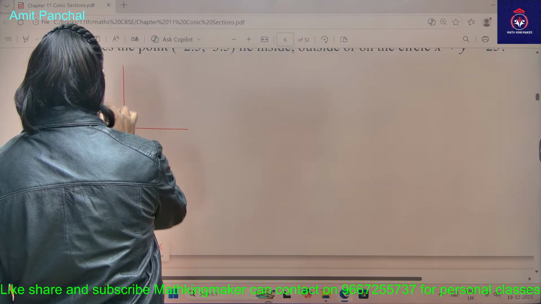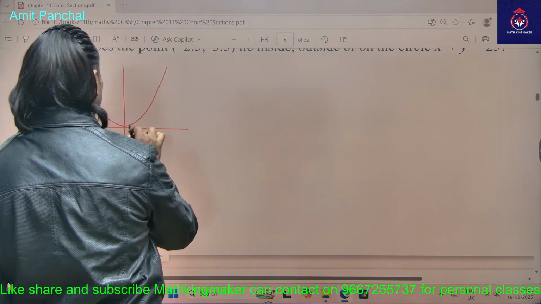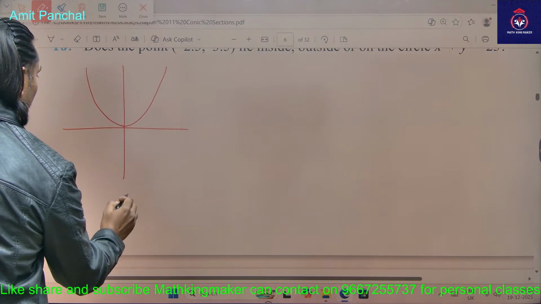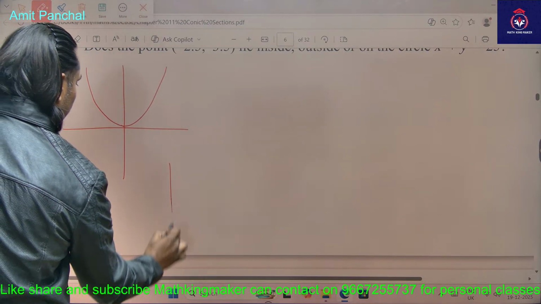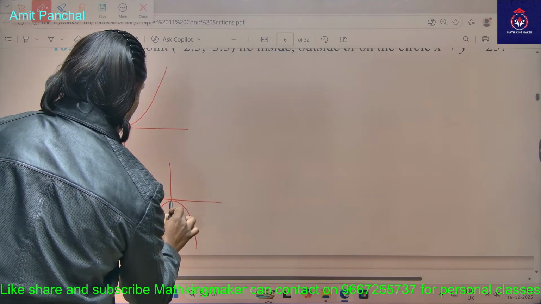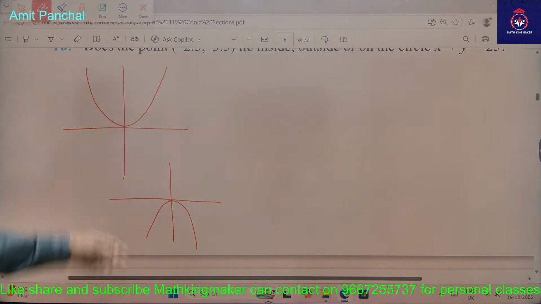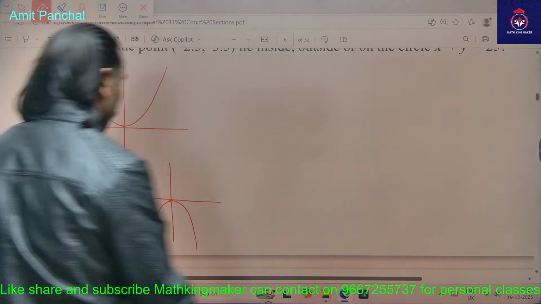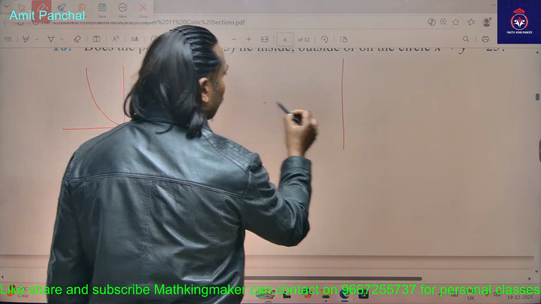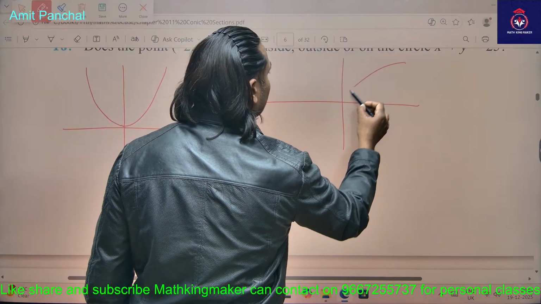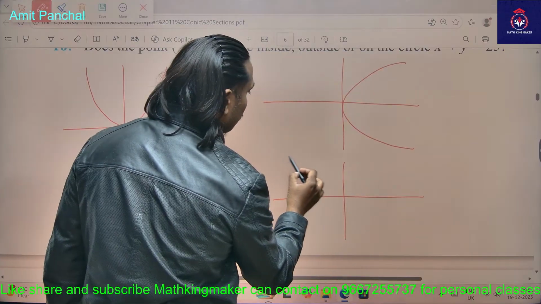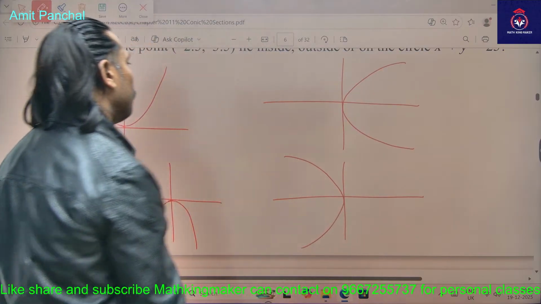One will be this one. Another will be this one. It is not necessary that it will always pass through the origin. One may be of this kind, another may be of this kind. So these are four kinds of parabola.